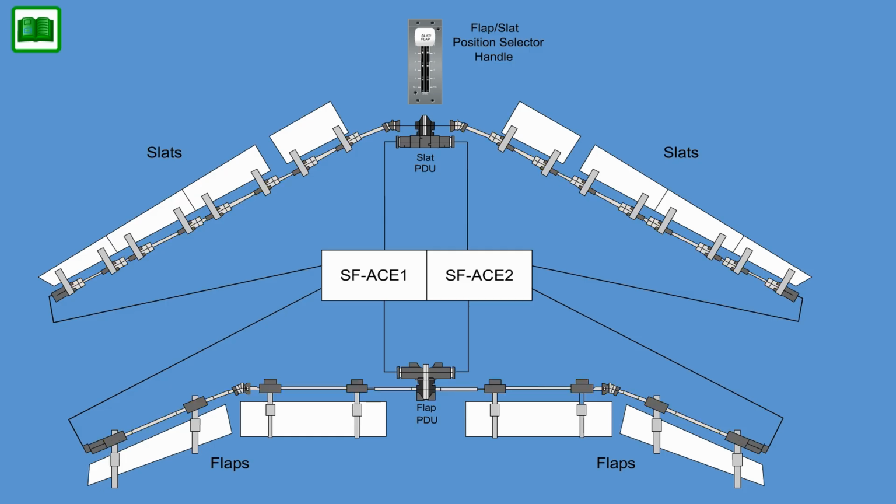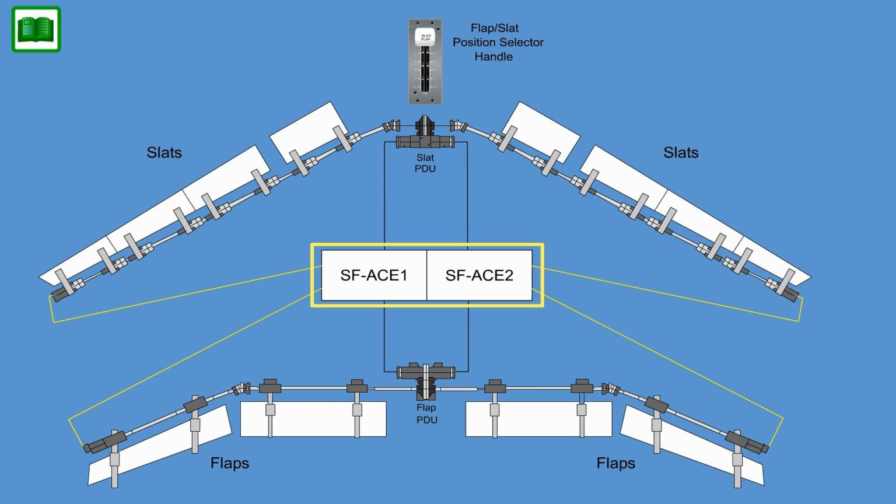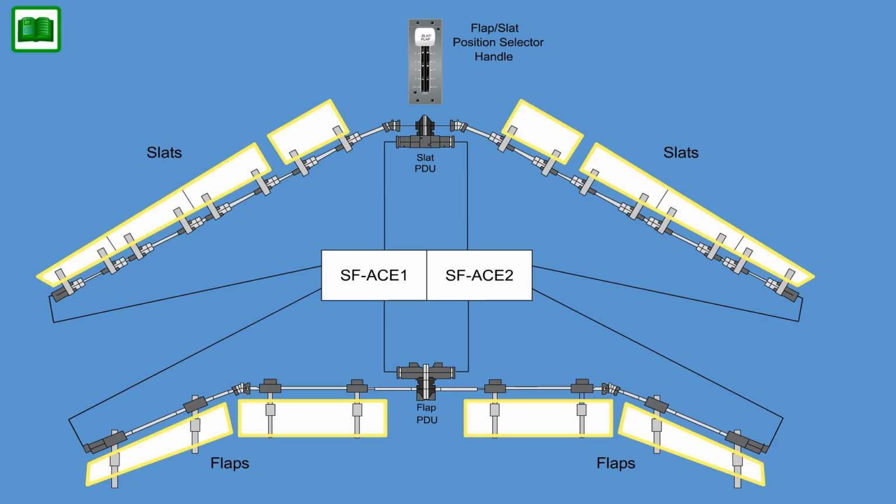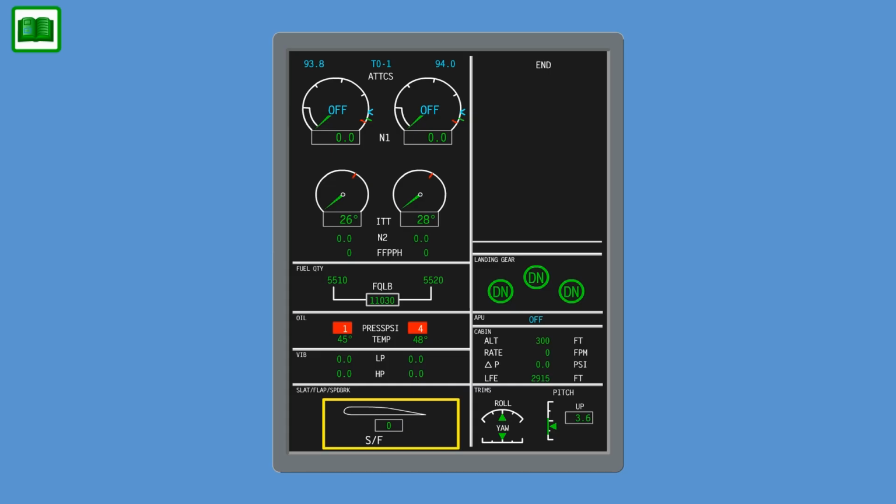The input shaft of each actuator is also a through shaft, transmitting the torque from actuator to actuator, maintaining synchronization within the system. A position sensor unit is located at each outboard end of the slat and flap drive lines, providing position feedback to the SF-ACE channels. The SF-ACE uses the information for closed-loop computing of the surface position, for detection of asymmetrical slat or flap deployment, and for surface position indication on the ICUS.